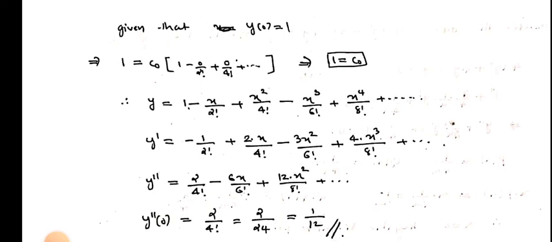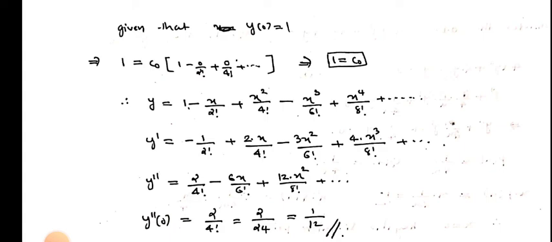Given that y of 0 is equal to 1, that is x is equal to 0, then we get y is equal to 1. That implies 1 is equal to C naught of 1 minus 0 by 2 factorial plus 0 by 4 factorial plus etc. That implies we get C naught is equal to 1. Therefore, y is equal to 1 minus x by 2 factorial plus x square by 4 factorial minus x cube by 6 factorial plus x raised to 4 by 8 factorial plus etc.